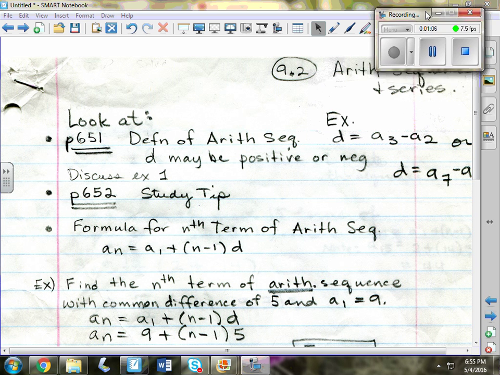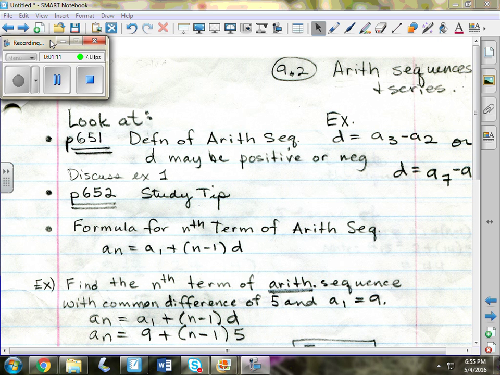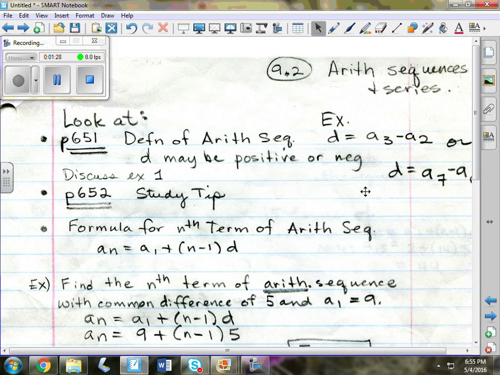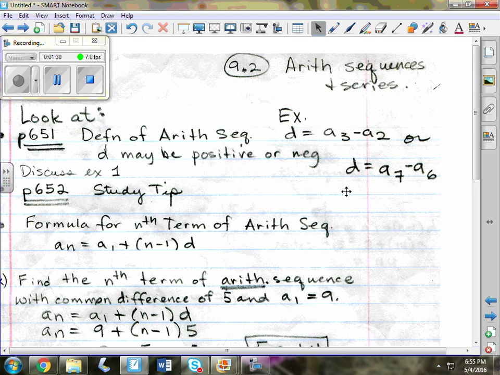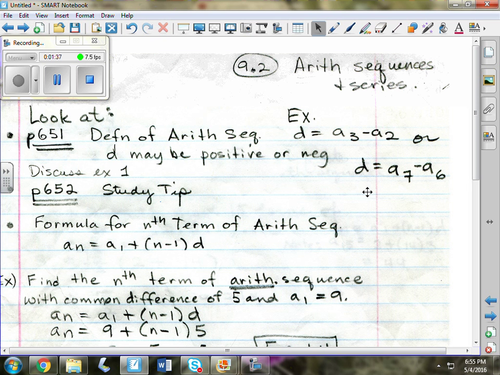So there are some good things to take a look at. Let's put it over here. Page 651 is what we looked at. And remember, d can be positive or negative. And any of these, subtracting any of these, a later term minus the one in front of it. So a sub 7 minus a sub 6. So you can just subtract those and calculate what the difference is.